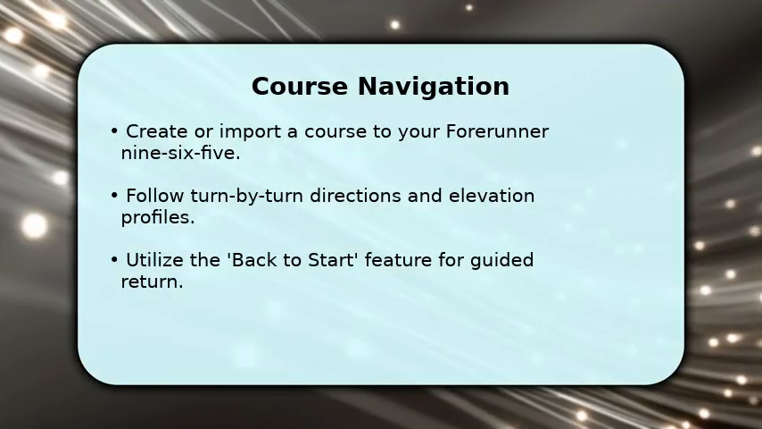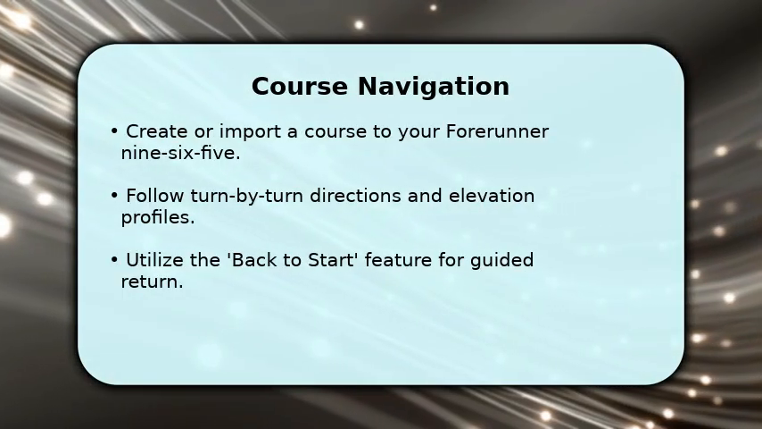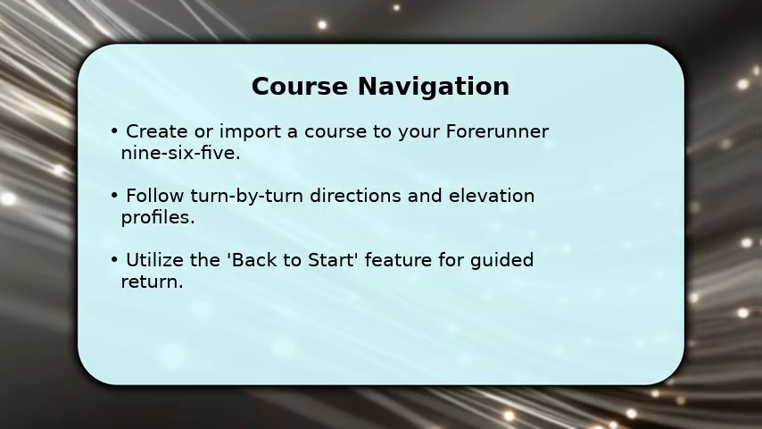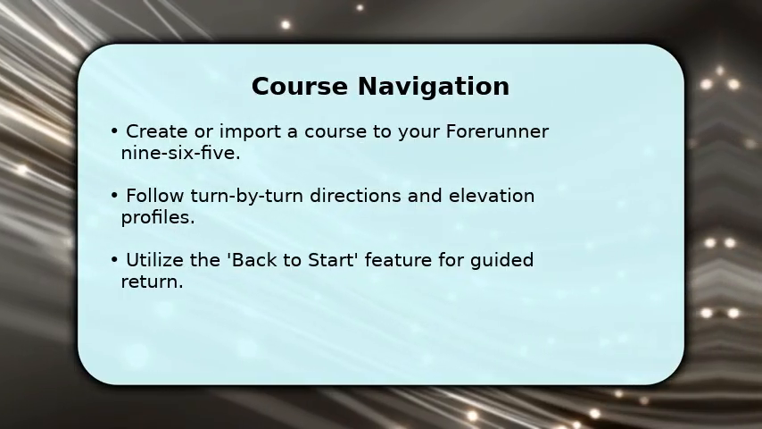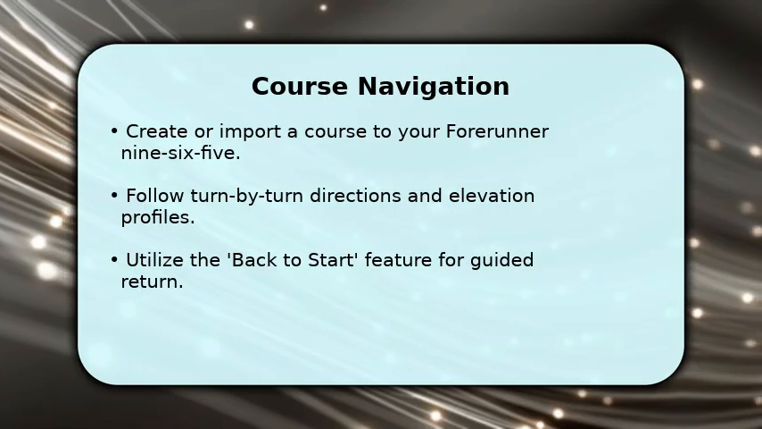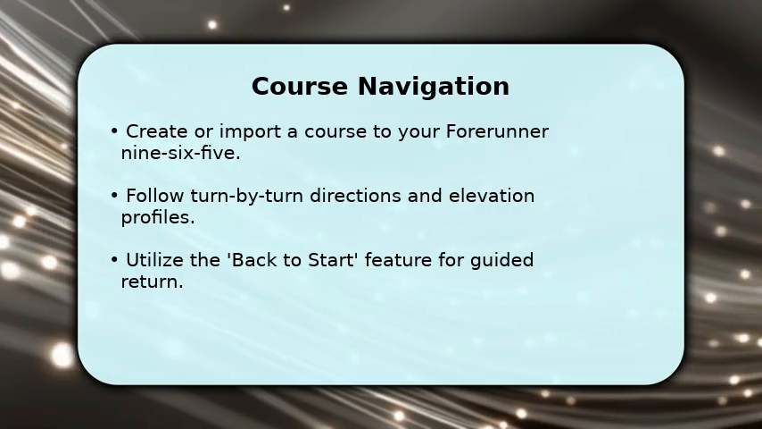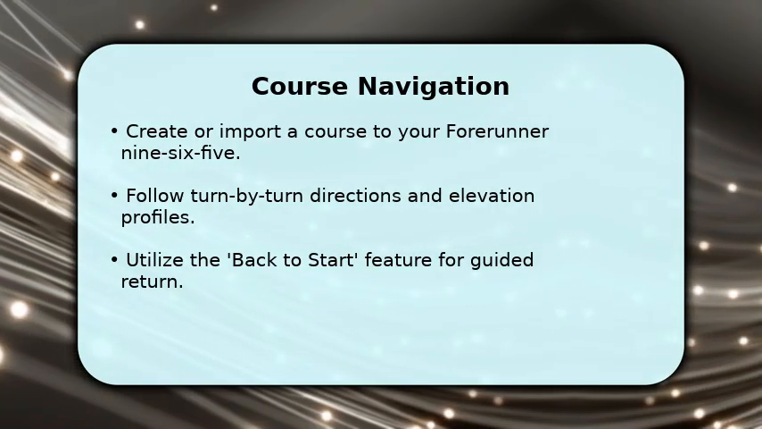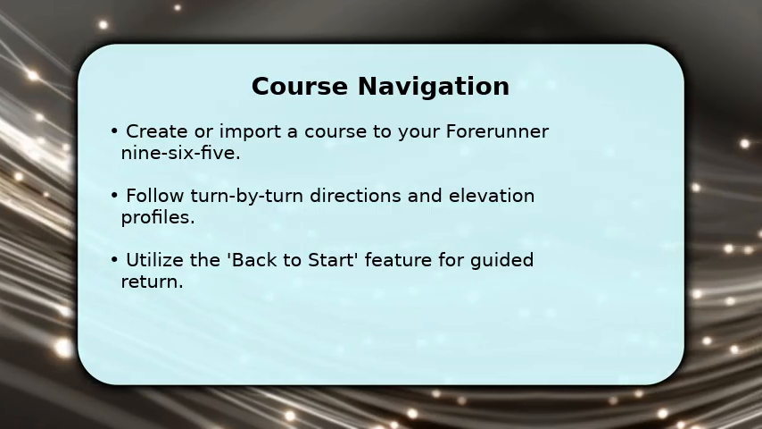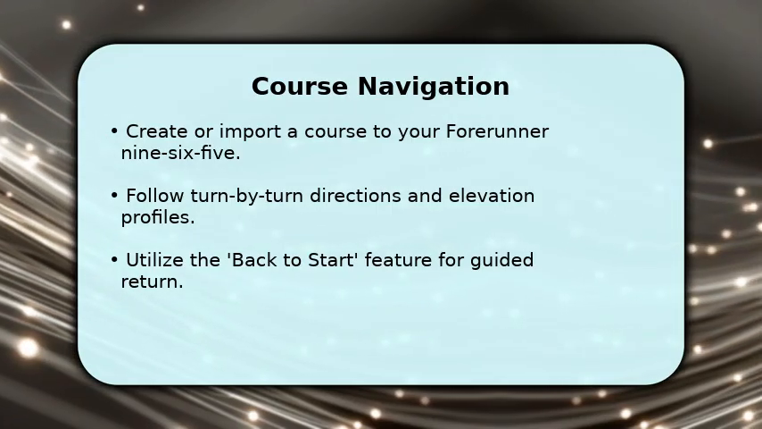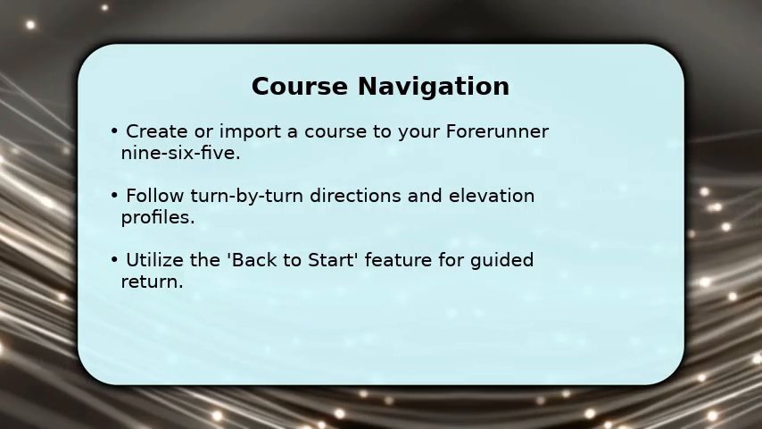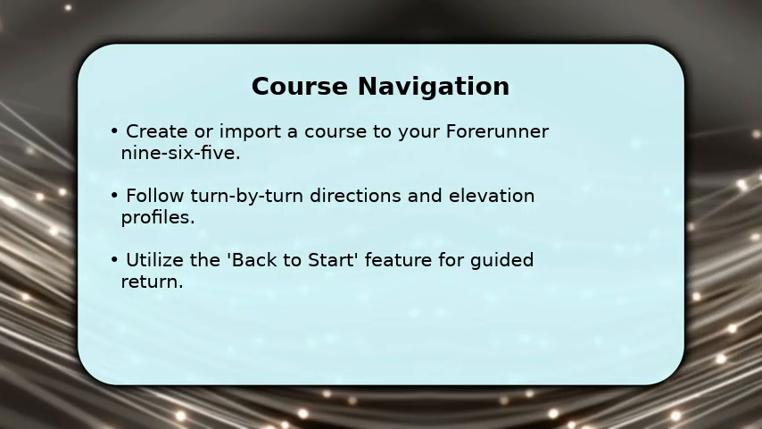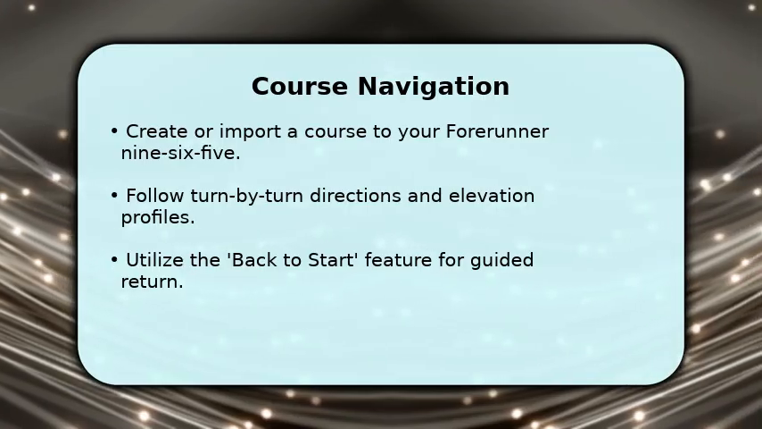Next, let's navigate a course. You can create a course in Garmin Connect or import one directly to your watch. Once loaded, select Do Course from the map menu. The watch will provide clear turn-by-turn directions and display an elevation profile, helping you anticipate climbs and descents. If you need to return to your starting point, simply use the Back to Start feature, which guides you along your original path or the most direct route.